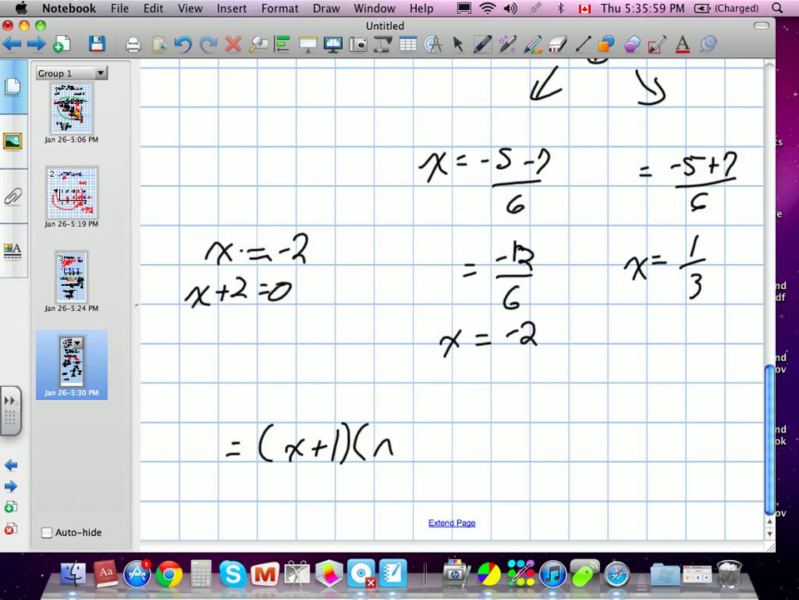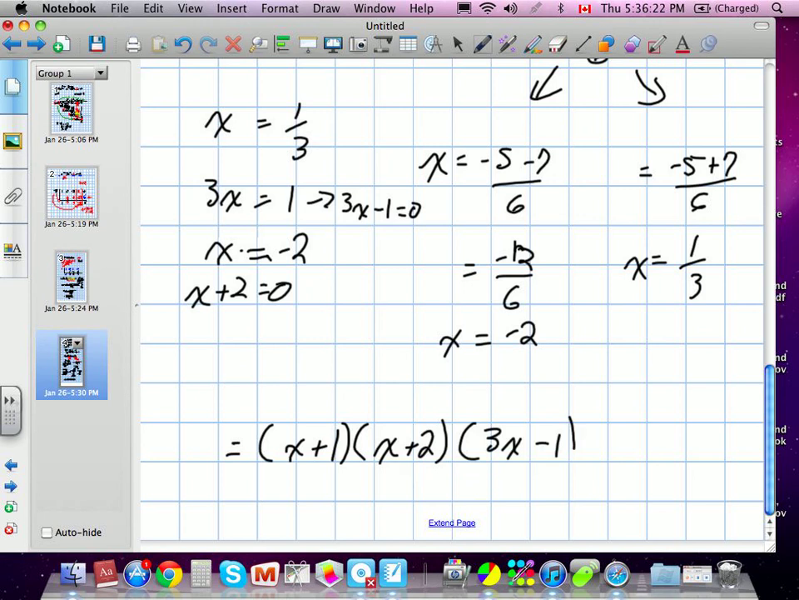And in our other one, x. Oh, no, you can do 3x. Yeah, we'll bring the 3 over, so we get 3x equals 1. So it's going to be 3x minus 1 equals 0 in this one. So our other bracket is 3x minus 1. That would be our factor form for this question. Okay? Does that make sense?